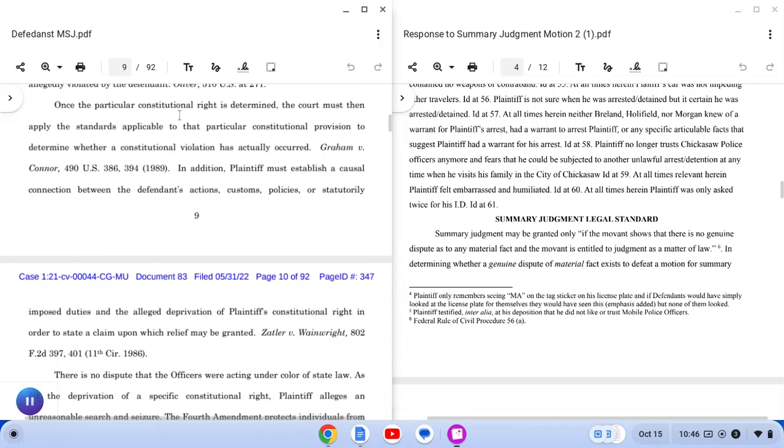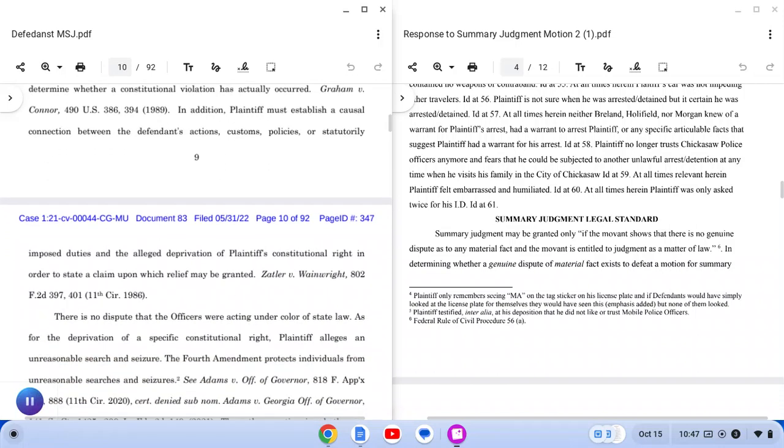Once the particular constitutional right is determined, the court must then apply the standards applicable to that particular constitutional provision to determine whether a constitutional violation has occurred. Graham versus Connor. In addition, plaintiff must establish a causal connection between the defendant's actions, customs, policies, or statutorily imposed duties and the alleged deprivation of plaintiff's constitutional right in order to state a claim upon which relief may be granted.